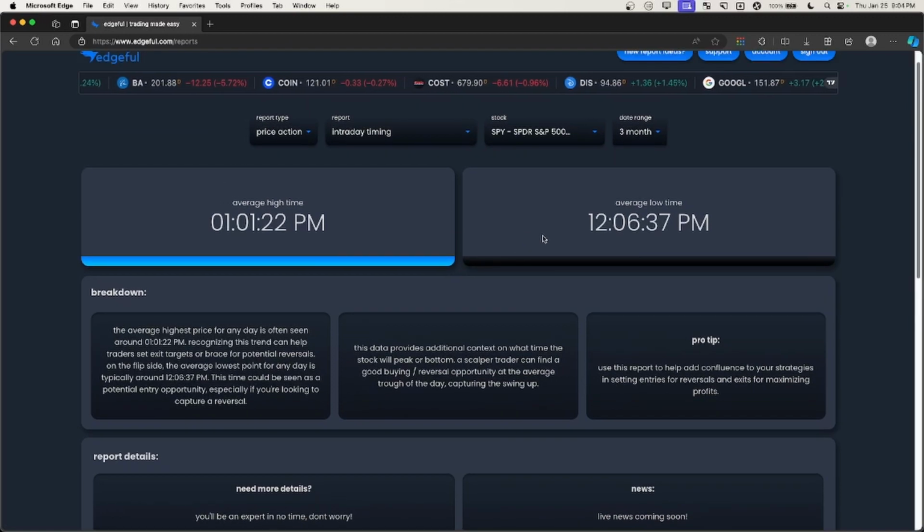The times are not too different, so we can look for an average low around 12:06 and an average high around 1:01. So again, you can mix this with ATR, volume, demand, anything like that. If we're in demand around 12:06, this is another confluence to possibly get long or look for a long entry to then move back up in the market.